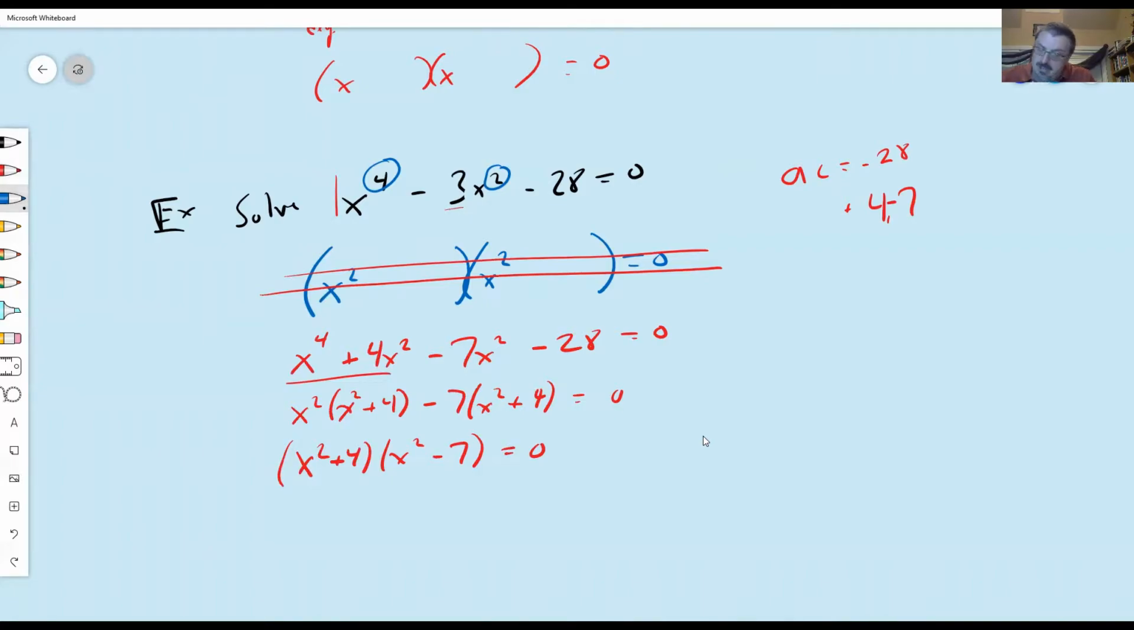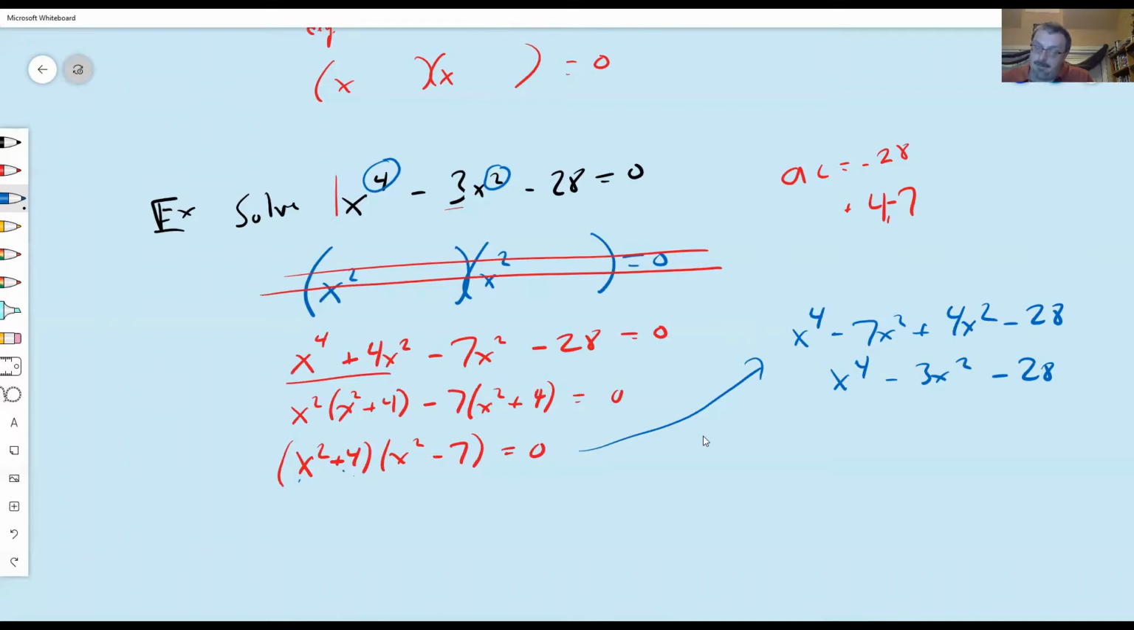Now if you do a real quick check, just make sure we did it right. Foiling, x squared times x squared gives you x to the 4th. x squared times minus 7 is minus 7x squared. 4 times x squared gives you plus 4x squared. And finally, plus 4 times minus 7 is minus 28, or x to the fourth minus 3x squared minus 28. So we did factor it correctly.